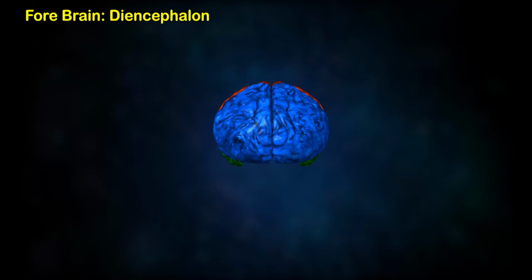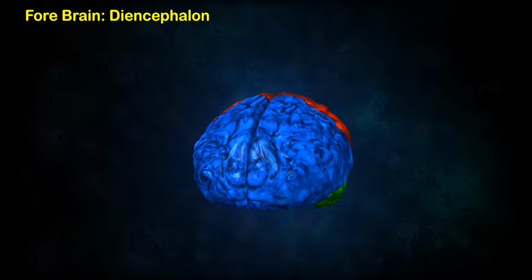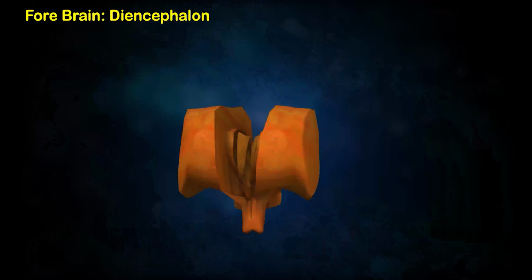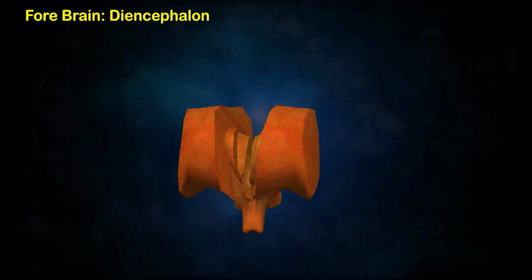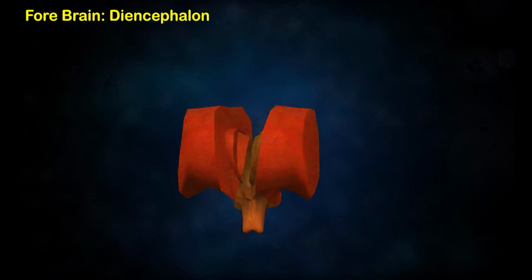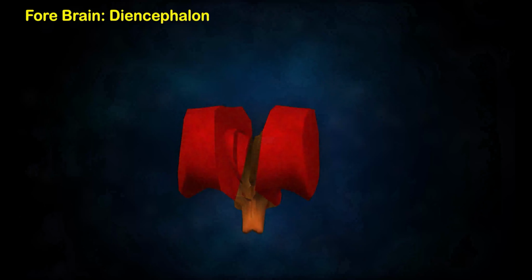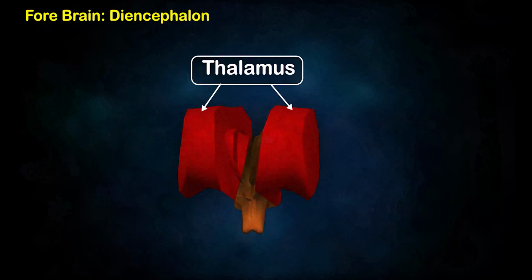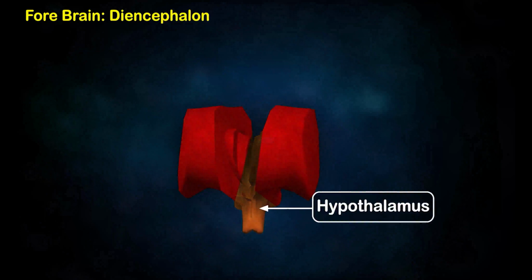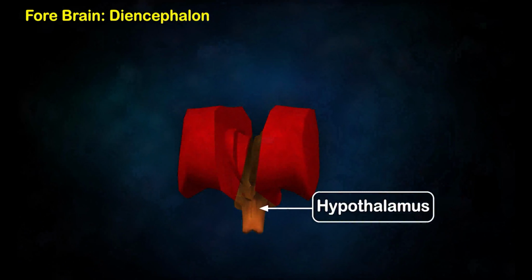Diencephalon. It is rhomboid in shape and appears at the bottom surface of the brain. It is situated between cerebrum and midbrain. It is divided into 2 main parts, thalamus and hypothalamus. Hypothalamus is known as the master control center of the endocrine system.